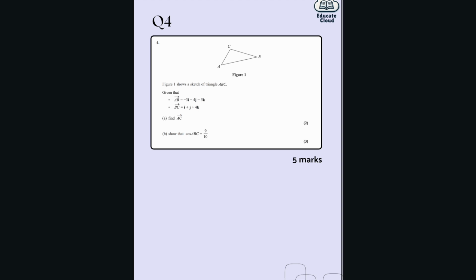Okay, this one, again, it's a little bit easier. So here, firstly, AC, if we draw it on here, we know what AB is, we know what BC is. AC is just AB plus BC. So AC is equal to minus 3i minus 4j minus 5k plus i plus j plus 4k. So that is equal to minus 2i minus 3j minus k.